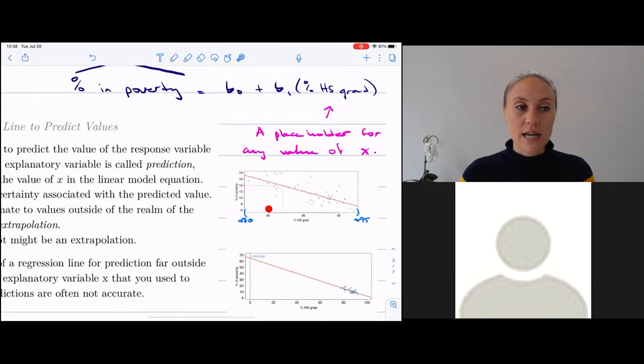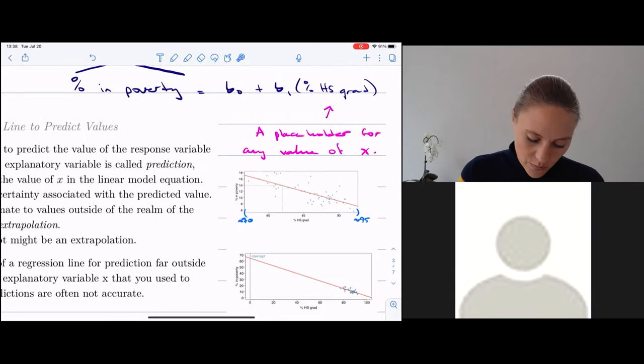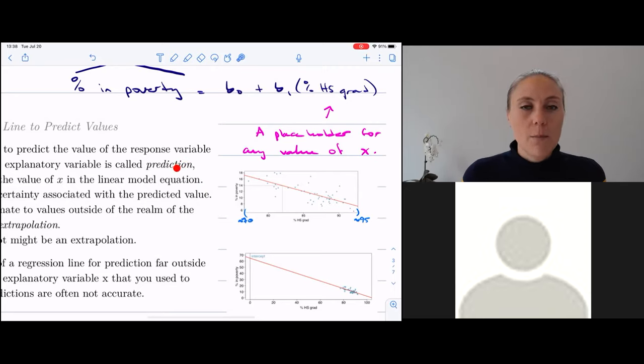Values of X outside of this range are going to be less reliable. It might still be our best guess. So we can still use the line to predict for values of X that might be, you know, 50 or something weird. Put in an X value of 50, and then we get this crazy high percentage in poverty. That's our best guess. But because an X of 50 is outside the range of our data, that prediction is not very reliable. And so the term that we use for that is extrapolation.